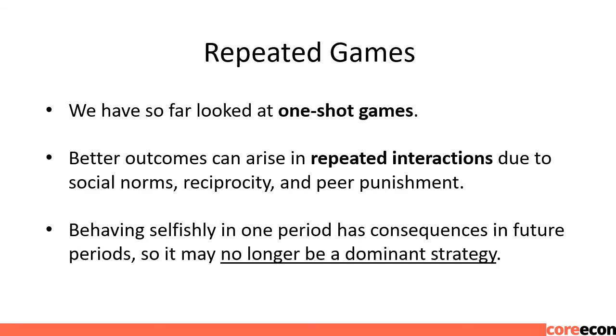Repeated games. We have so far looked at one-shot games. Better outcomes can arise in repeated interactions due to social norms, reciprocity, and peer punishment. Behaving selfishly in one period has consequences in future periods, so it may no longer be a dominant strategy.